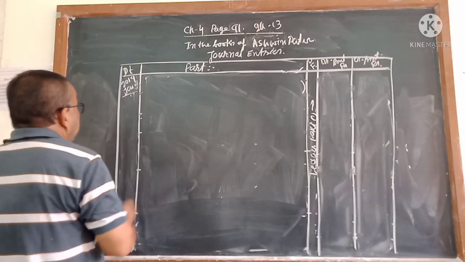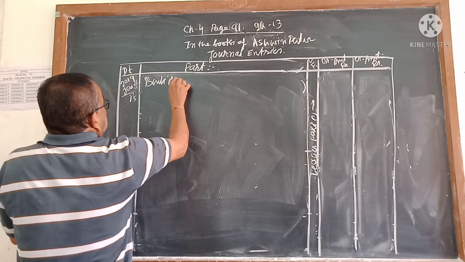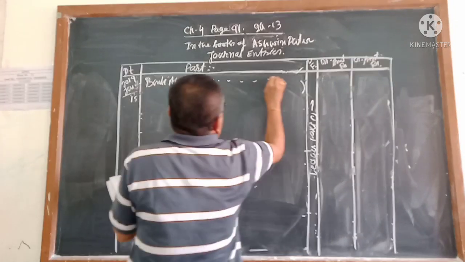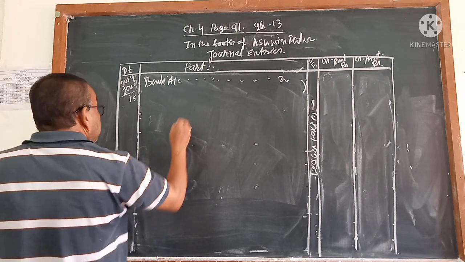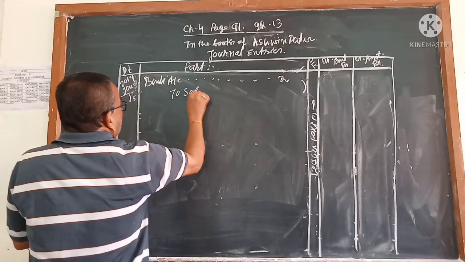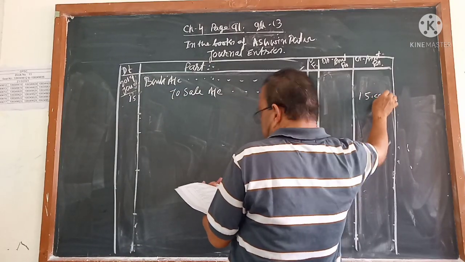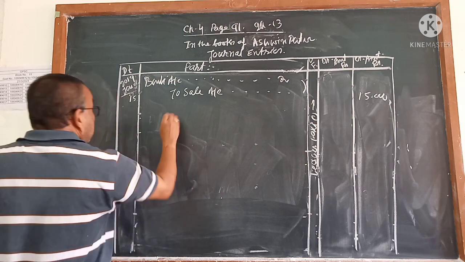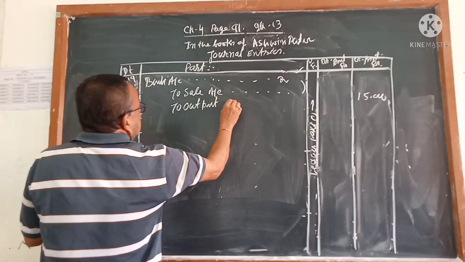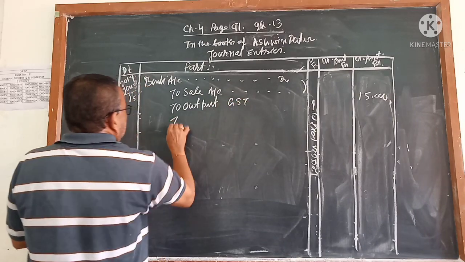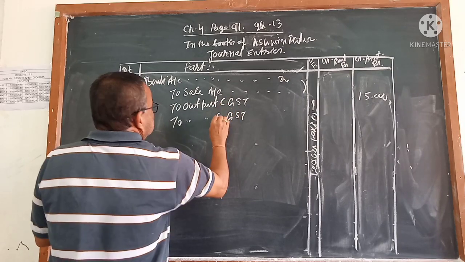Now, receipt at 15th one, bank account debit. Let me write it first. Bank account debit. That amount you will not write first. Bank account debit to sales of rupees 15,000. That you know, the cost of the goods. It was 15,000. That you write first. Then to output GST, here central, here state.